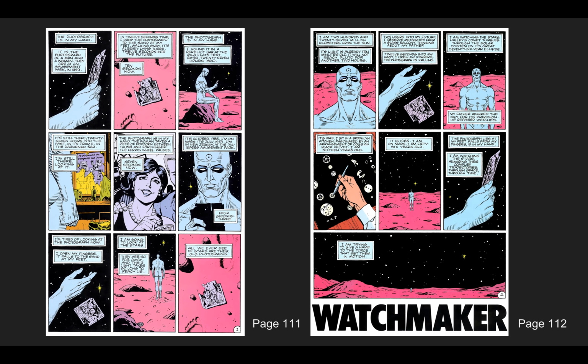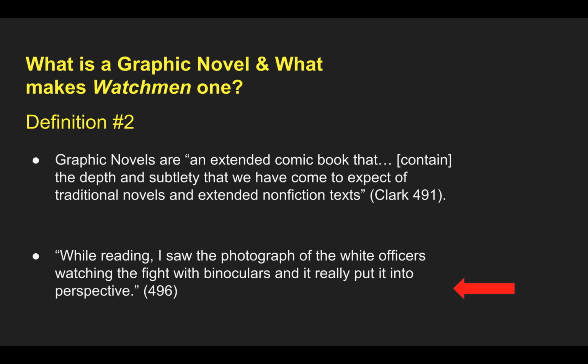The source talked about a case study where teachers were instructed to choose a non-fictional graphic novel and analyze whether or not they recognized historical agency in it and if they would consider using the graphic novel as part of their own classroom curriculum to potentially replace a written novel. So one participant named Bob said, "While reading, I saw the photograph of white officers watching the fight with binoculars, and it really put it into perspective." So although an author could have easily explained that same scene narratively, there was something extra Bob got from that being depicted graphically versus narratively."